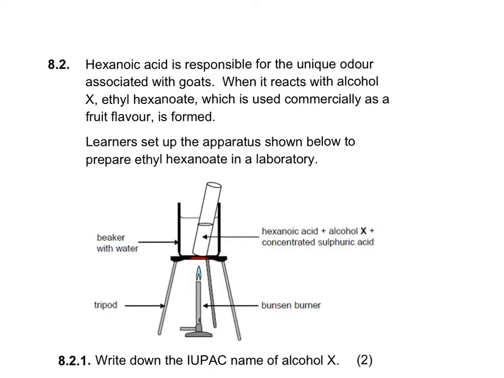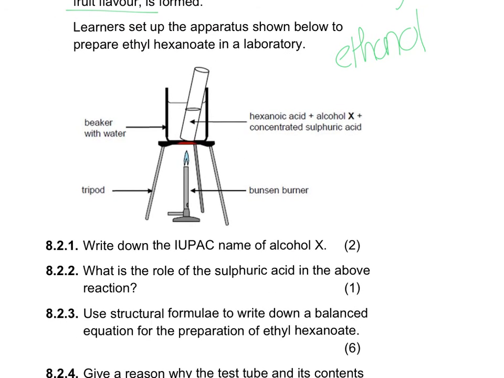Hexanoic acid is responsible for the unique odor associated with goats. I didn't know that, but there it is. When it reacts with alcohol X, ethyl hexanoate is formed, which is a fruit flavor. Now, I'm not even going to go anywhere else here. I know I'm going to get ethyl hexanoate. That means the alcohol has to be ethanol. I get it from the ethyl part of the name. Oh, look, I've already answered 8.2.1 because now it says write down the IUPAC name of the alcohol. Okay, well, that was easy enough.